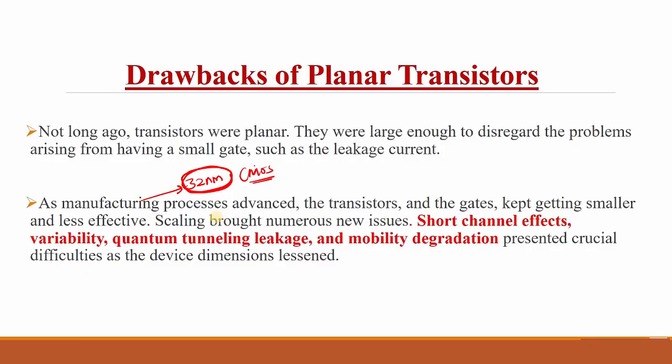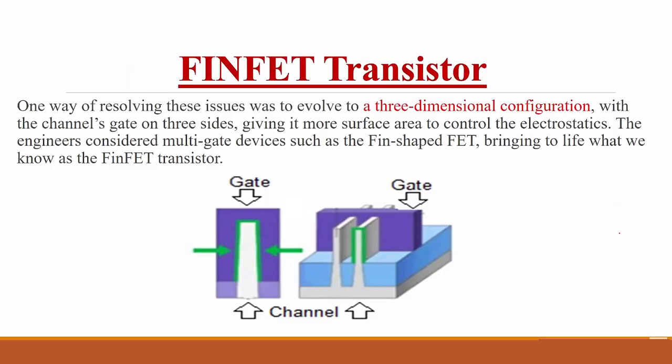As manufacturing processes advanced, what happens? If you go on scaling your transistor, new issues came into the planar transistor. What are the new issues? There are short channel effects and variability, quantum tunneling leakage, and mobility degradation. All these come into the picture, so there is a need to go from this planar technology to other technology. So now FinFET came. Below 32 nanometer technology, we can go for FinFET.